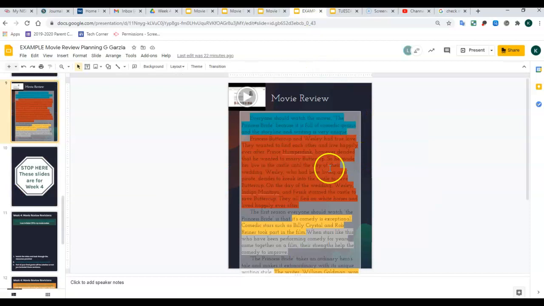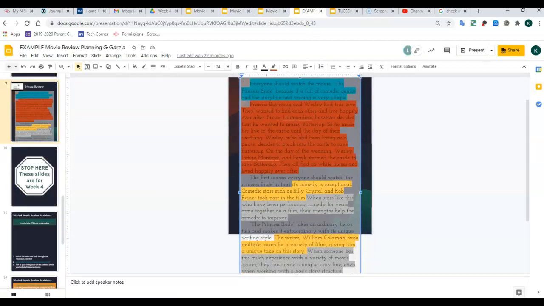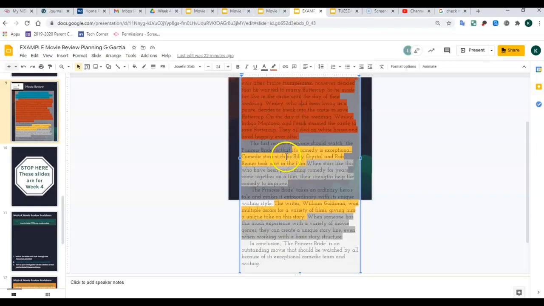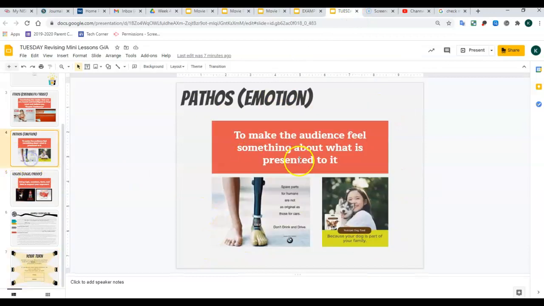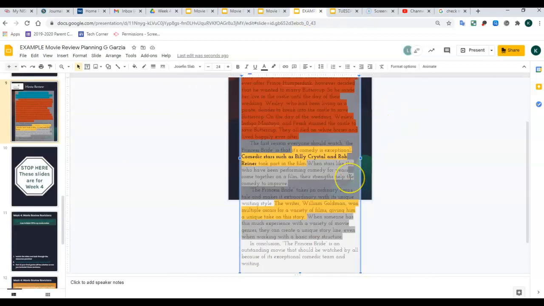Okay. So I have my claim, I have my summary. I'm going to come down here. So, comedic stars such as Billy Crystal and Rob Reiner. When I'm referencing these stars who have been in a lot of comedies, that is going to be my credible expert testimony, okay? These guys have been in a lot of movies, so I'm going to bold them. And then, what's our other one? We need to look at pathos. And pathos is emotional. So let's see if I can find an emotional one.